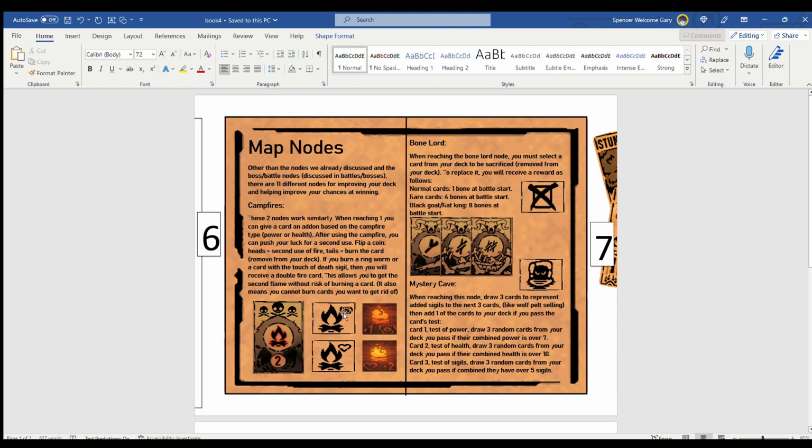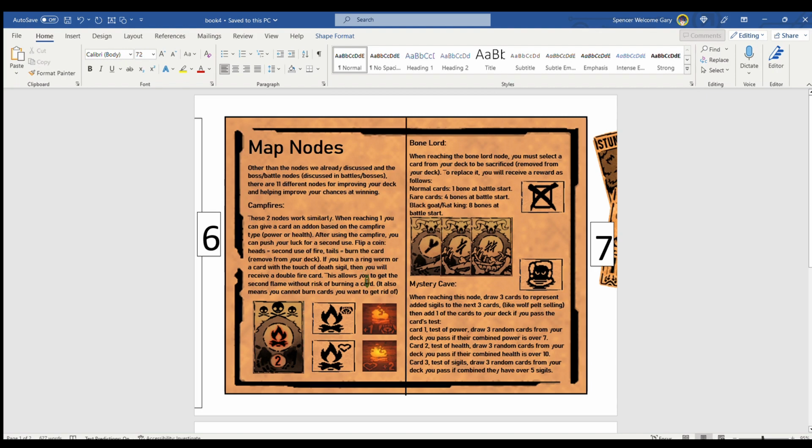And here are the 2 map nodes. This one is for attack, and it gives you a +1 every time you use it, and this is for health, and it gives you a +2 every time you use it. If you push your luck with the attack campfire, you'd get a +2 to attack, and if you push your luck with a health campfire, you can get a +4 to your health.